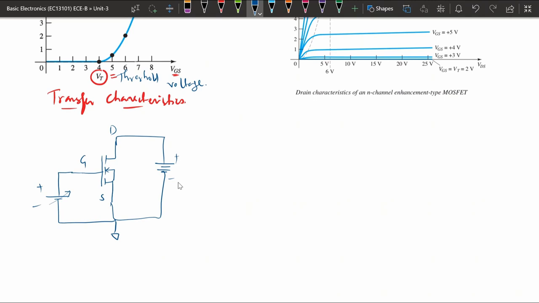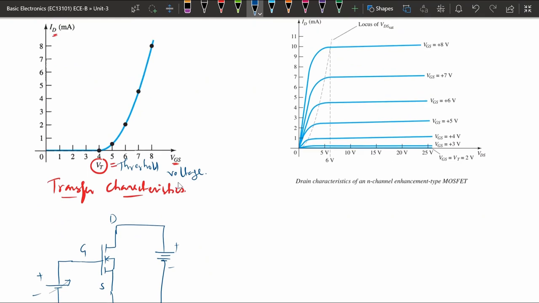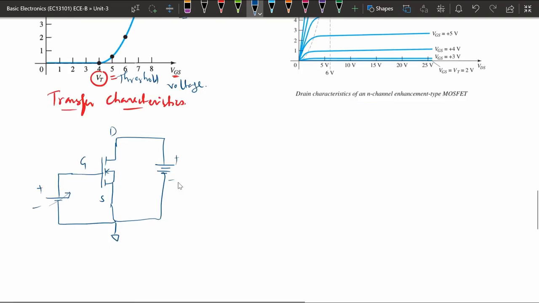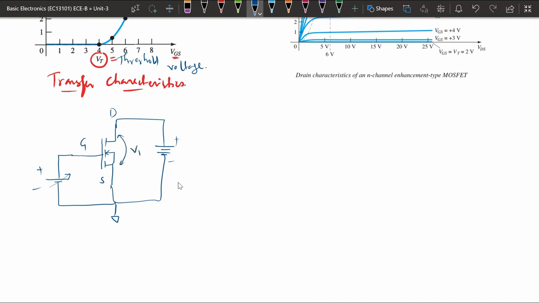As we increase the gate to source voltage, the drain to source voltage is connected, so this plot is for constant VDS. Suppose some constant VDS is connected, and now we increase the gate to source voltage. There will be accumulation of electrons up to the gate to source voltage that we are applying. In this region, the electrons are accumulating near the SiO2 or oxide layer.